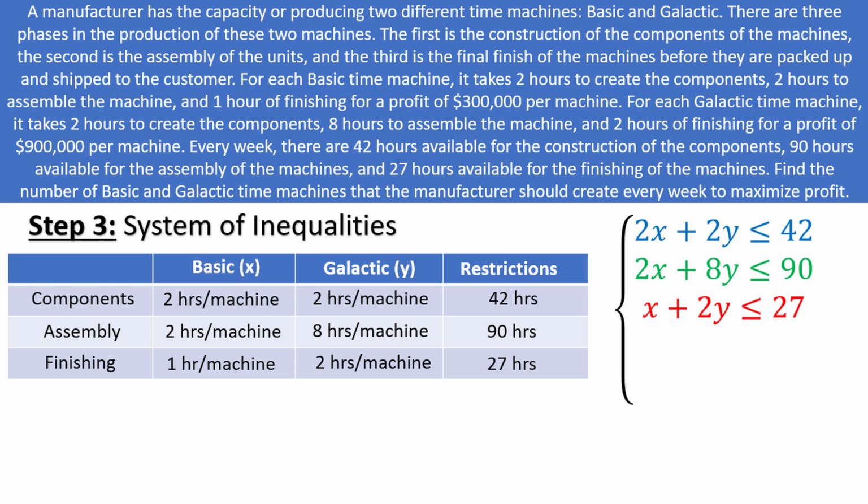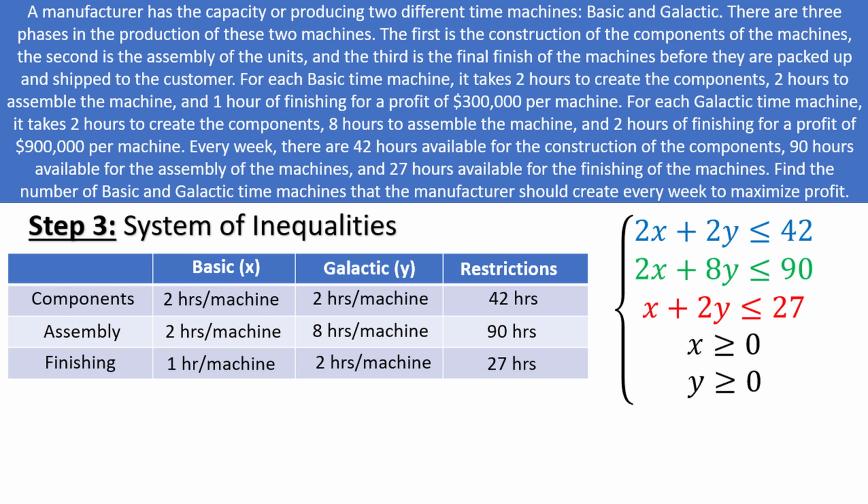We have the additional restriction that x and y must both be positive, as you can't make negative time machines, so we have x is greater than or equal to 0 and y is greater than or equal to 0. You have these last two inequalities in almost every problem.